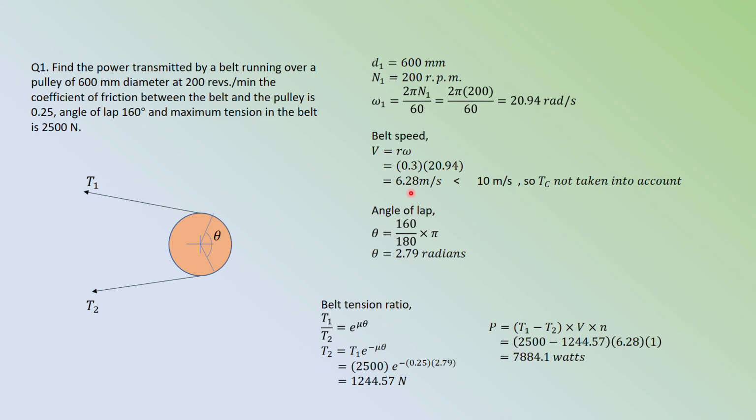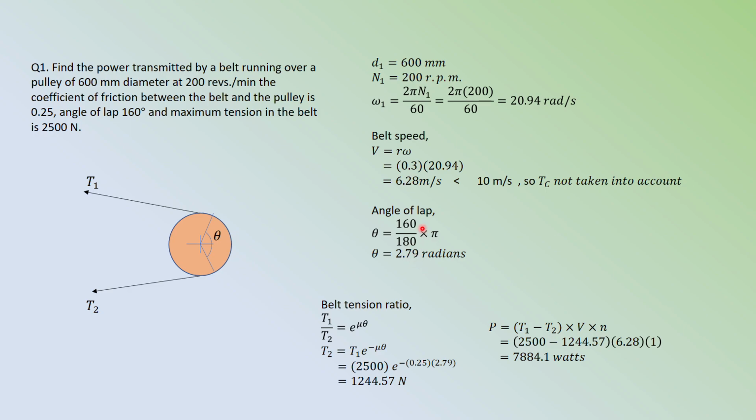And since the speed here is less than 10 meter per second, the TC is not taken into account. It's not taken into account unless the belt speed is greater than 10 meter per second, then you will have to take TC into account. That means the centripetal tension or the centrifugal tension. And then the angle of lap, that is 160 degrees, must be converted to radians. So you need to multiply by pi over 180. Therefore, you get the angle of lap as 2.79 radians.